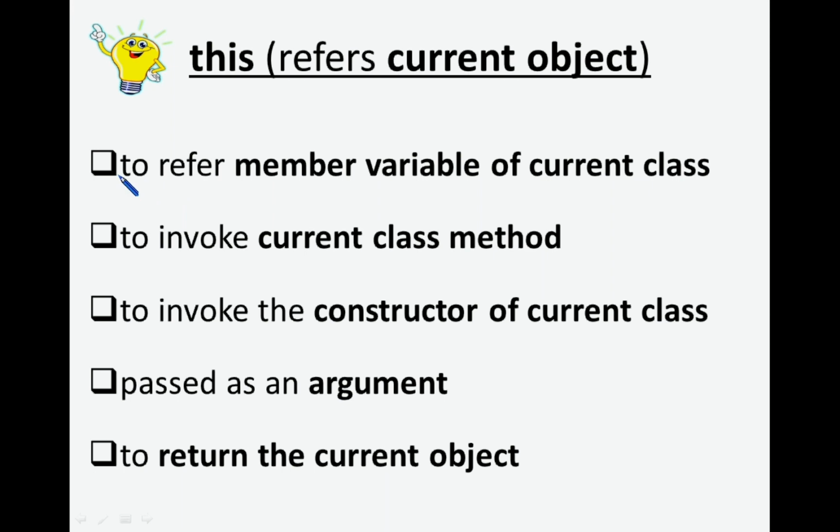First, to refer to the member variable of the current class, and second, to invoke the current class method, and third, to invoke the constructor of the current class, and this can also be passed as an argument. Moreover, it is used to return the current object, so that is a return of this. So these are all the 6 places in which we can use this keyword.